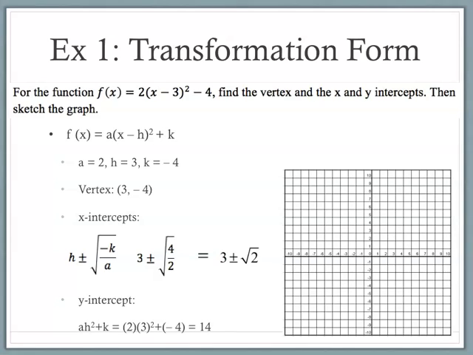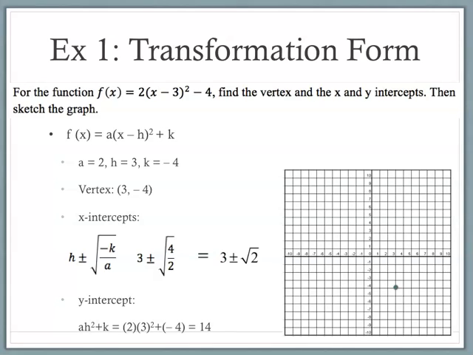Now we can go ahead and graph this function using all this information that we just found. So we have a vertex at 3, negative 4. Now the x-intercepts are at 3 plus root 2 and 3 minus root 2.